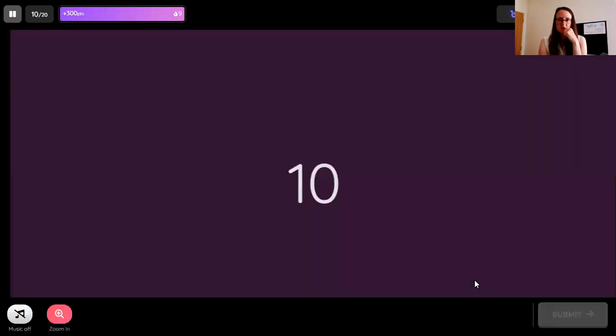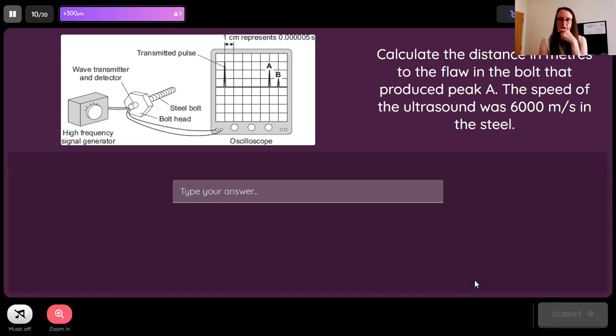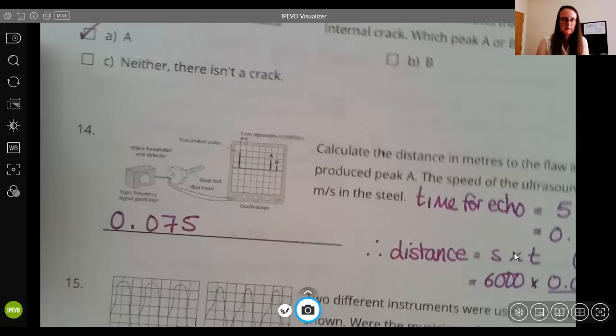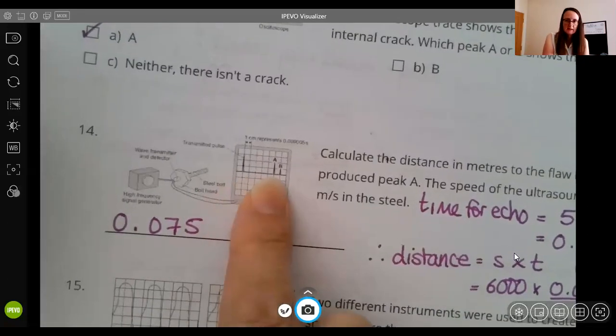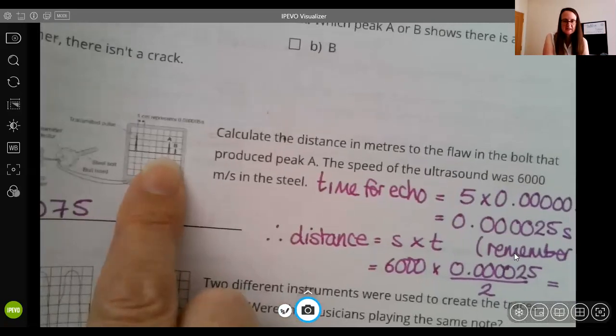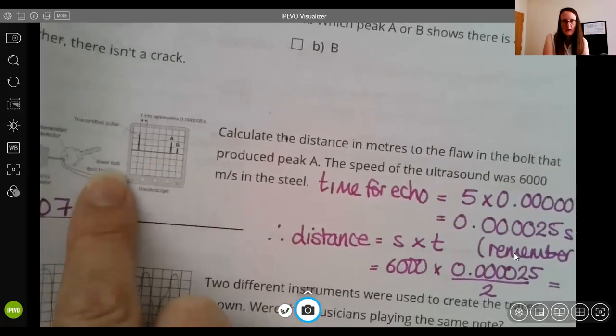Right, next question. Calculate the distance in meters to the flaw in the bolt that produced peak A. The speed of the ultrasound was 6,000 meters per second in the steel. Now, what I'm going to do is show you my answer to that, because that's not quite so straightforward. So let's have a look at my answer. So here we've got the information. We've got our peak A, and we want to know the distance along the bolt that that flaw is.